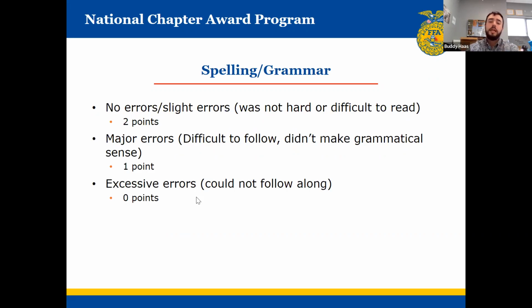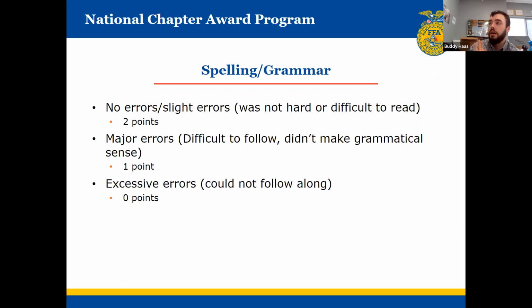And the last part of the rubric is spelling and grammar. So the idea is that 2 points is full points for the activity. So there's no errors or slight errors. Okay, it was not hard or difficult to read. You award full points, 2 points, there. Major errors is the idea that it's difficult to follow and didn't make grammatical sense. That would be 1 point. Excessive errors, like to the point where you really had no idea what was going on, that would be 0 points.